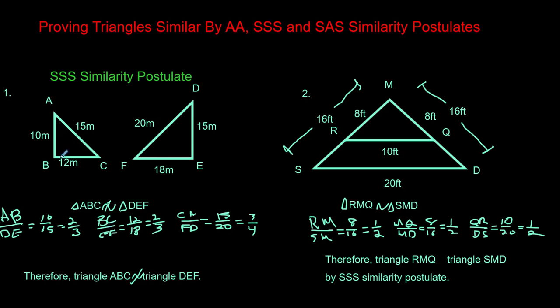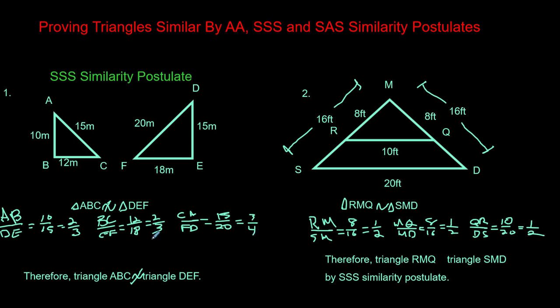So we're going to look at BC to EF, and that's going to be 12 to 18. You could say 12 over 18, but we want to keep it in ratio language. So 12 to 18, 2 to 3. Okay, and we're also going to do the same thing to CA and FD. So we're going to have 15 to 20, and that comes to 3 to 4.